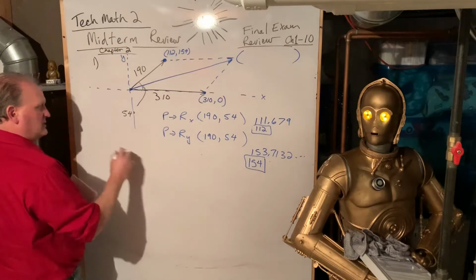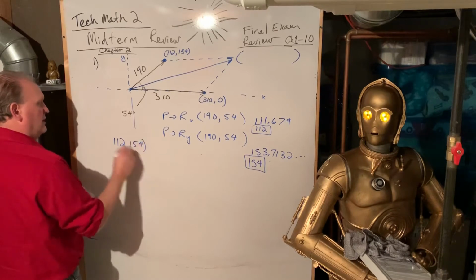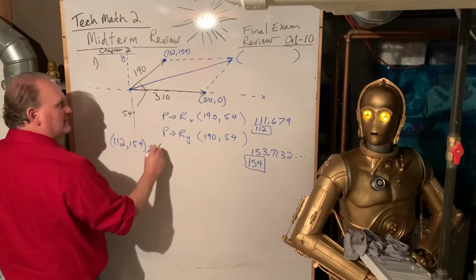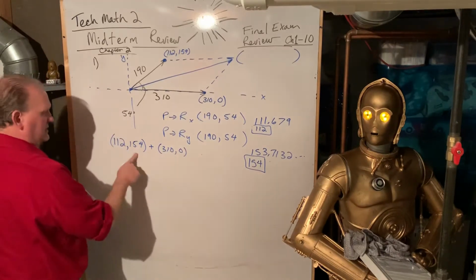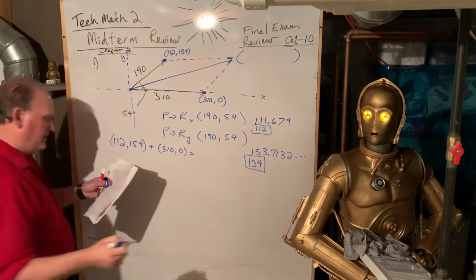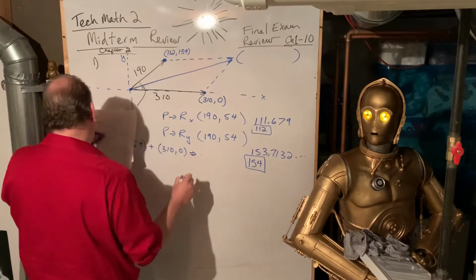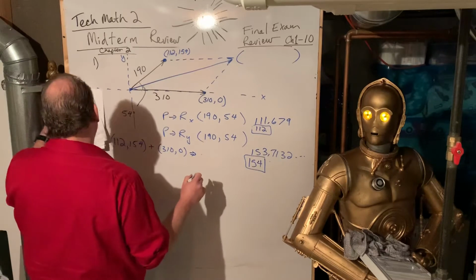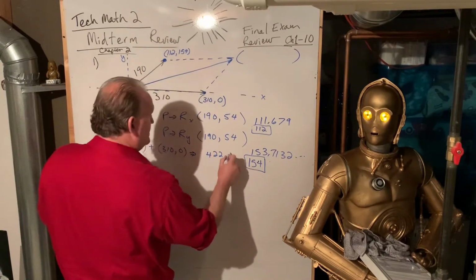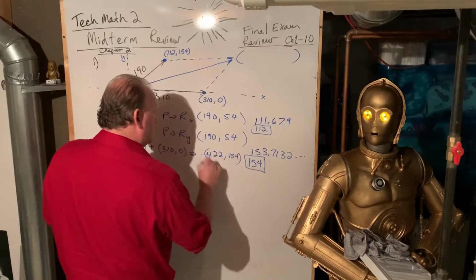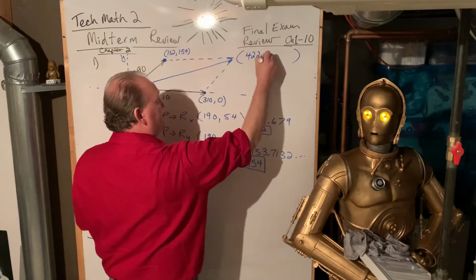but as an xy. So if I take 112, 154, and I add that to the 310, 0, we're going to just add up the x's, add up the y's. And I like the simplicity of this. It's a pretty heavy duty kind of physics problem, and it boils down to you adding up x's and adding up y's. All right, so our resultant vector is 422, 154.